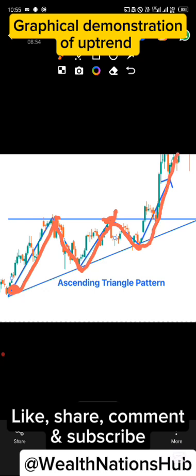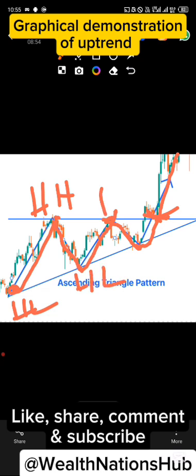You see, if you look very well, you discover that there is a breakout at this point here. Now what does that mean? At this point where this starts here, we call it the higher low, then this is the higher high, and this is another higher low again, and this is the higher high, and this is the higher low again.